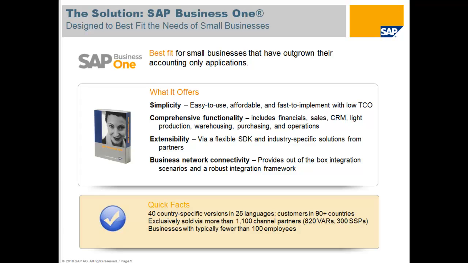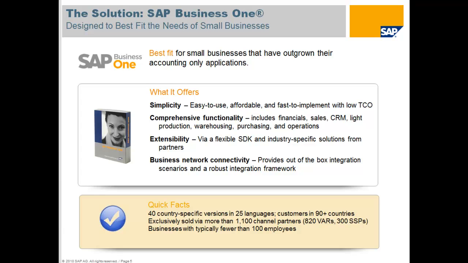The software is extensible via a very flexible SDK, and we have a number of industry solutions available from our software solution partners. These are organizations who've taken that SDK and they've built additional complementary solutions which extend the functionality of SAP Business One into process manufacturing or advanced warehousing capabilities with RFID scanning ability, things like that.